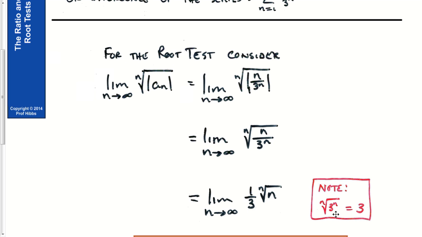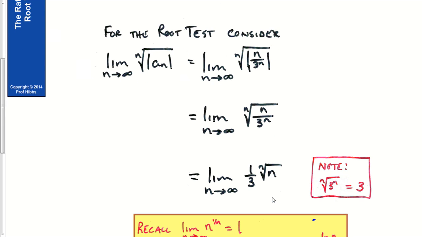The cube root of 3 cubed, and so on. So the nth root clearly of 3 to the n power is just 3. And so that's where this 1/3 came from, the 3 from the denominator, when I took the nth root. We still got the nth root of the numerator, or the nth root of n.